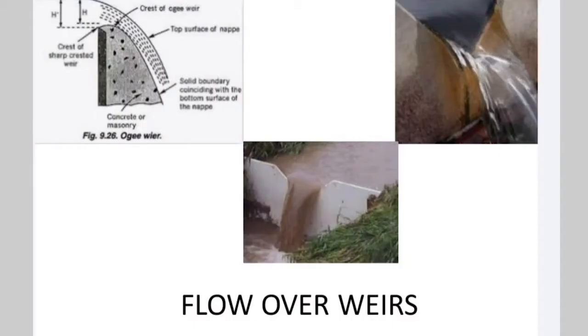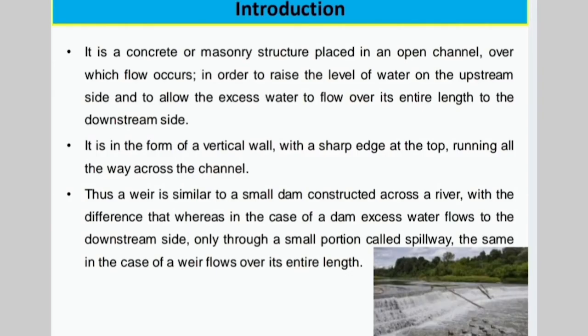Flow measurement in channels. That is the next topic that is coming in this module. Notches and weirs. Both notch and weir are devices that are used for measuring the rate of flow. Now let us see one by one. What is a weir? Weir is a concrete or masonry structure placed in an open channel over which the flow occurs. It is generally in the form of vertical wall with a sharp edge at the top running all the way across the open channel.